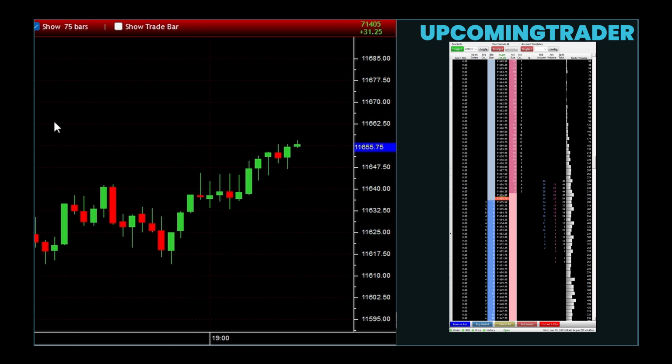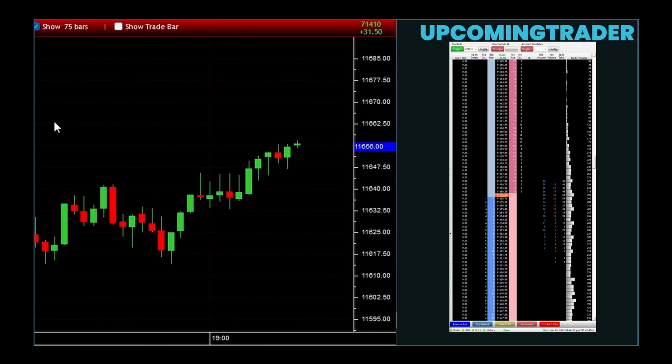Another critical level to look for is something called the point of control, or POC for short. This is the price level that had the most trading volume. It is an important level that you want to pay attention to because the price often reacts when it gets close to the POC.